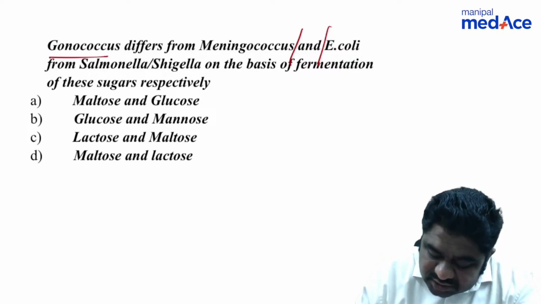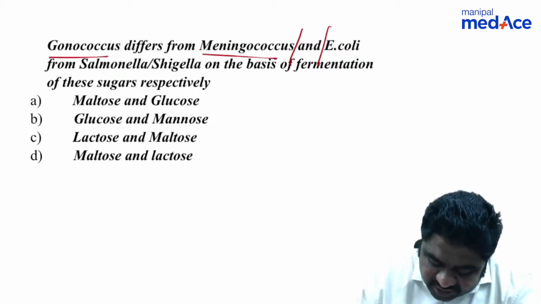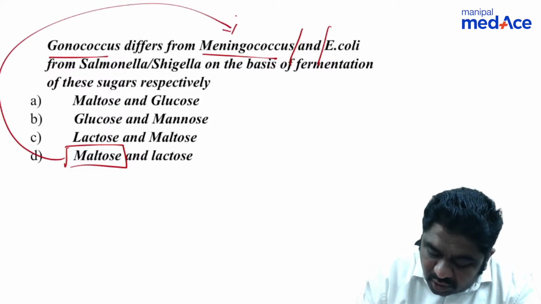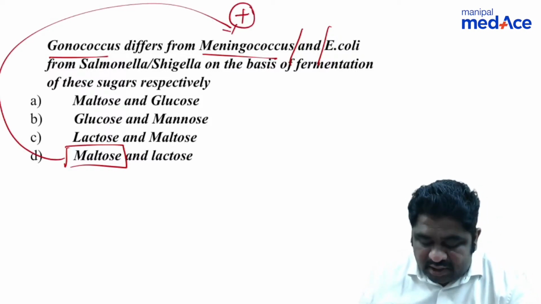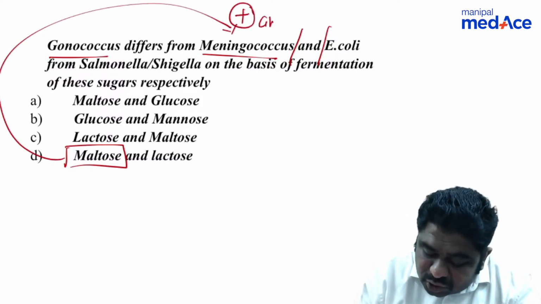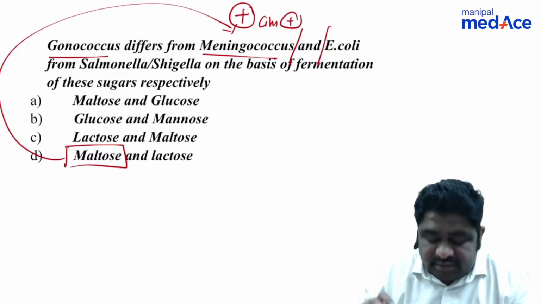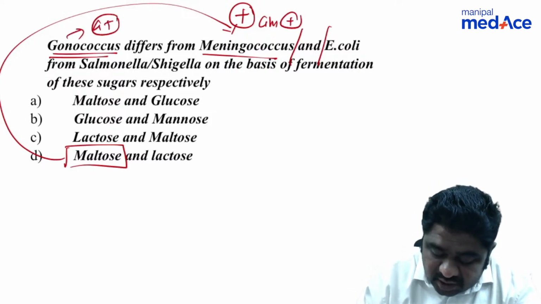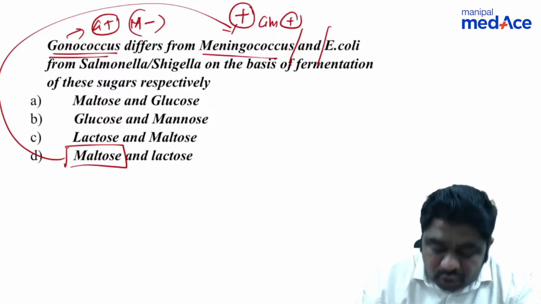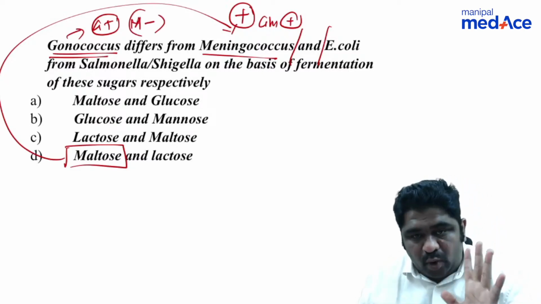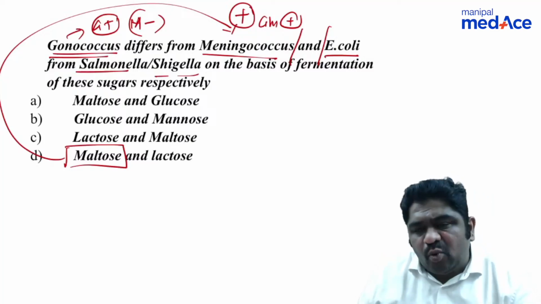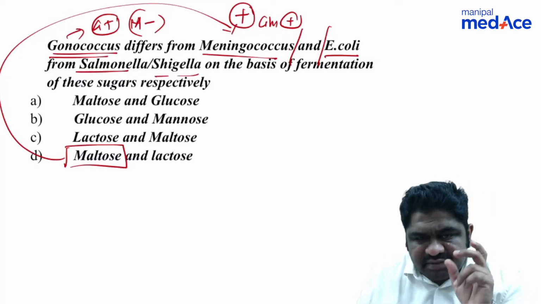Now, gonococcus versus meningococcus is based on maltose. M for M: meningococcus is a maltose fermenting organism. At the same time, it is also a glucose fermenting organism. But gonococcus can only ferment glucose. It is not a maltose fermenting organism. Point number one. Next, look at E. coli, Salmonella, Shigella. Now, what kind of questions can be raised from this area?